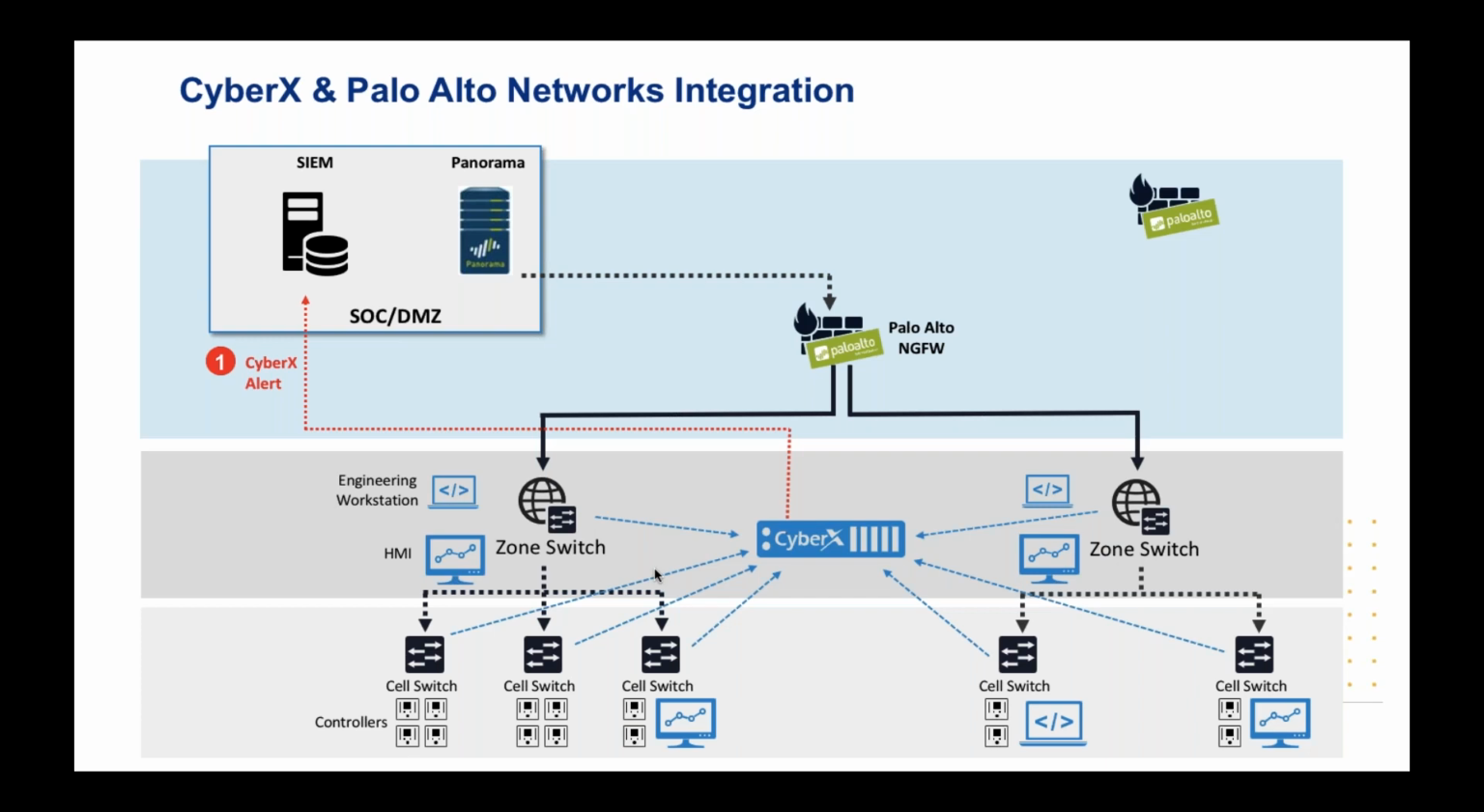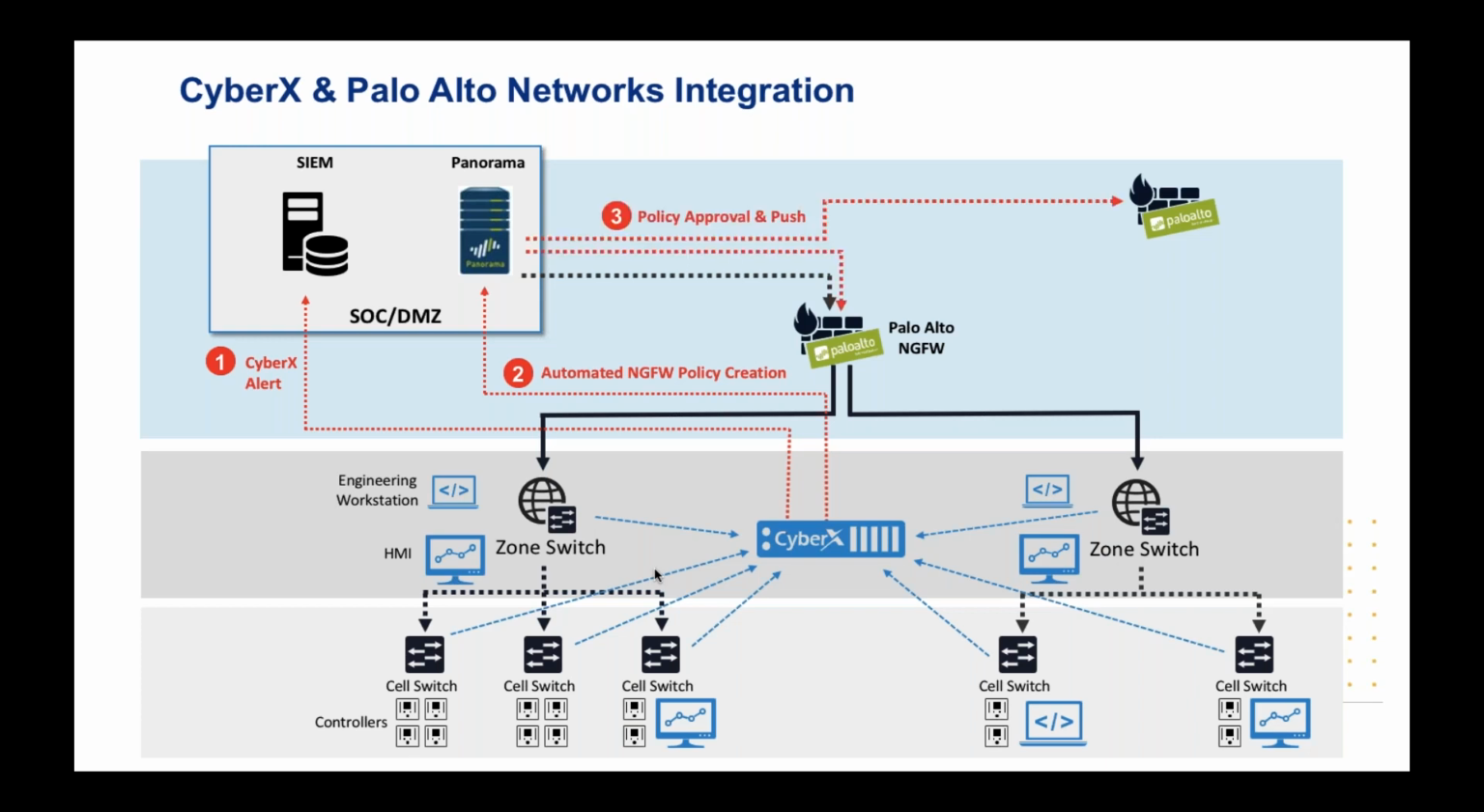Somebody looks at that alert and can either okay the creation of a policy, or CyberX can be configured to automatically create a policy that's sent to Panorama. And someone then, a human in the middle, would look at the newly created policy, and if they approve it, they would commit the policy to the firewall itself, or firewalls in some cases, depending on the nature of the alert. And thus you sort of bridge the gap from OT into IT.